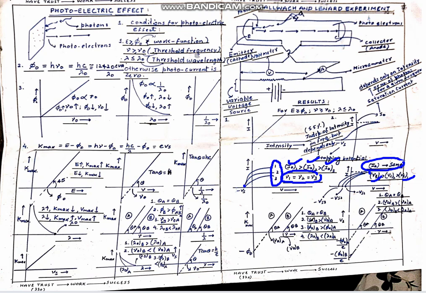Let's move further to the next graph, which is a graph between K max and frequency. So suppose there are two metals, metal A and metal B. Corresponding to graph A we have angle theta A, and corresponding to graph B we have angle theta B.